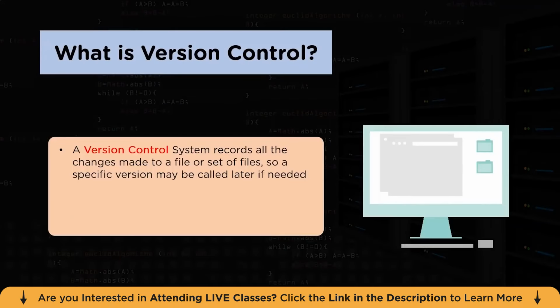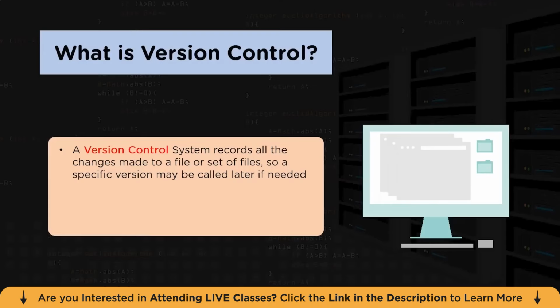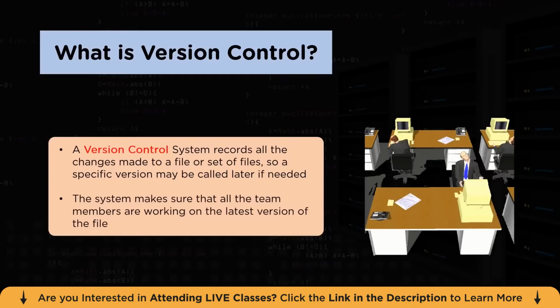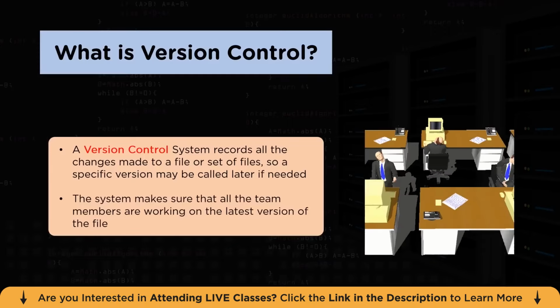As the name version control suggests, it refers to the category of software tools that make it possible for the software team to look after the changes made to the source code. The system records all the changes made to a file, so a specific version may be rolled back if needed in future.